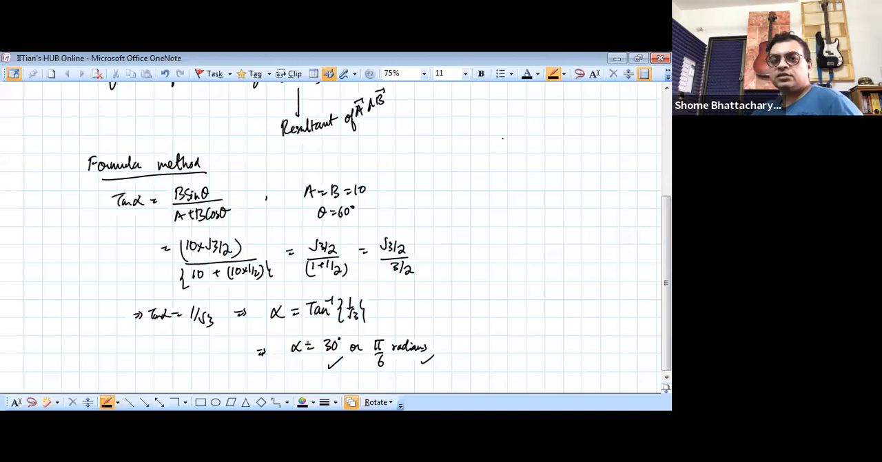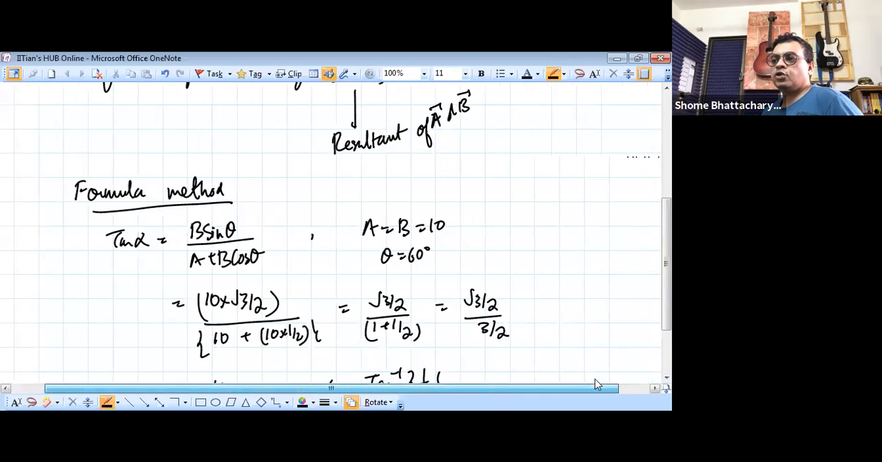Okay, so any doubt in this method, people? Is this clear? Okay, good. Then alternately, we can do one more thing. We can just solve this by geometry method also.